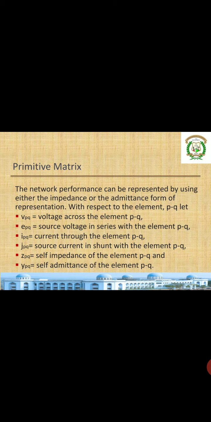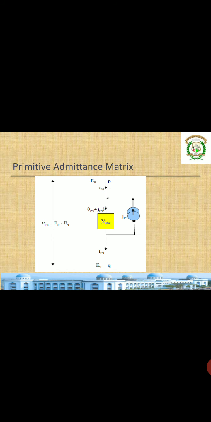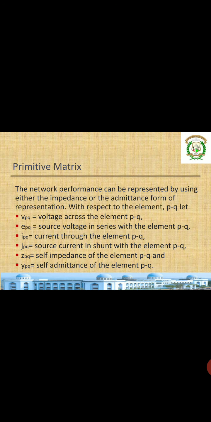The network performance can be represented by using either the impedance or the admittance form of representation, as I told you. With respect to the element PQ, we can note down the different notations. VPQ is the voltage across the element PQ. And EPQ is the source voltage in series with element PQ. This EPQ we take only in the impedance form, that is the source voltage in series with the element PQ.